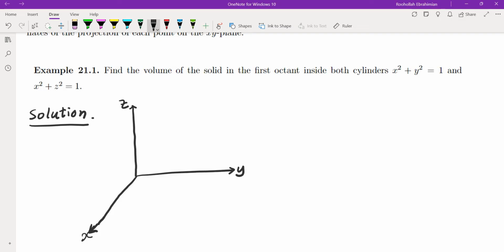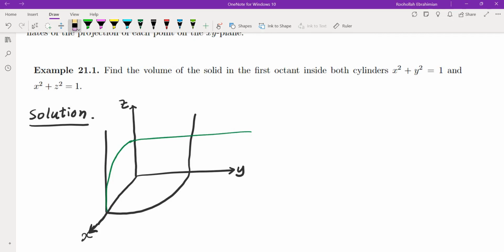x squared plus y squared equals 1. That is a cylinder, and they told us only the portion that is positive. So I can ignore the portion below the xy plane, or the portion where x is negative or y is negative. So the bottom is only a quarter of a circle. So this is x squared plus y squared equals 1. Next one is x squared plus z squared equals 1. If I draw that one, I would get a cylinder also in this direction. This portion is outside of the region, so I'm going to erase that. And this portion is also outside of the region, so I'm going to erase that one as well.